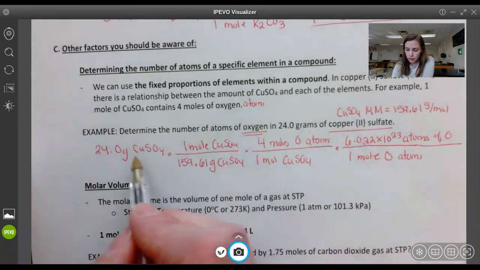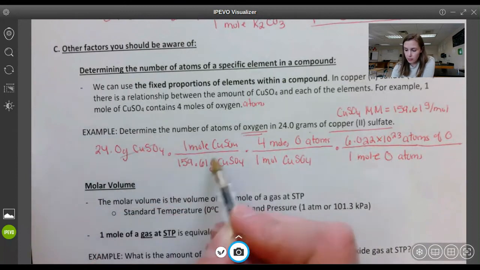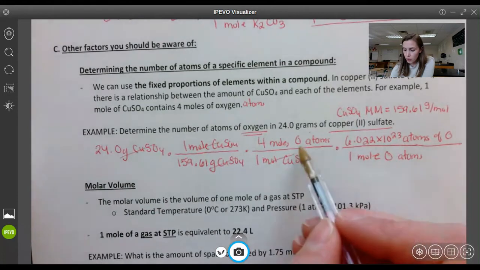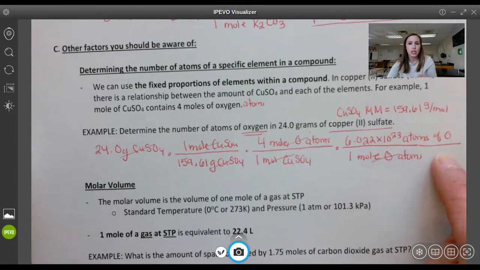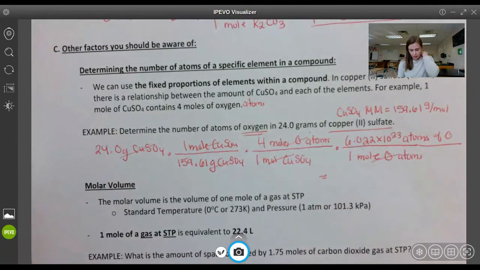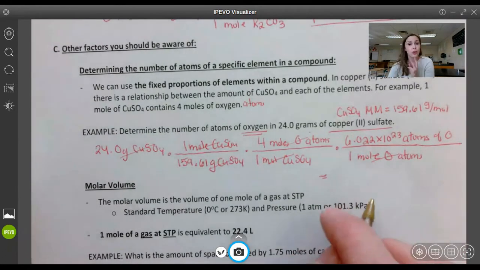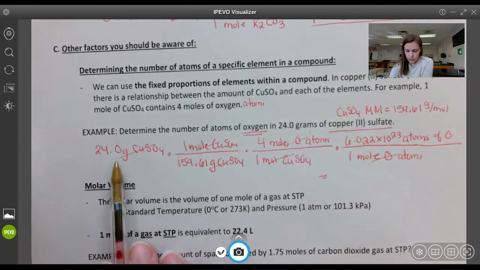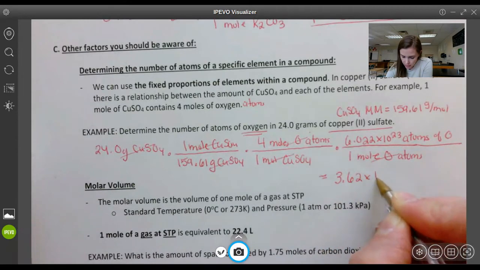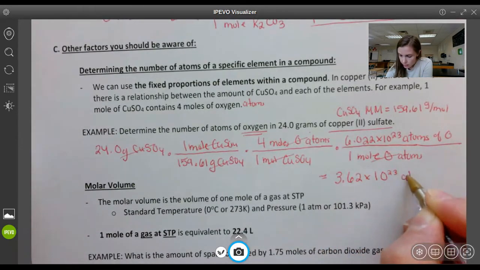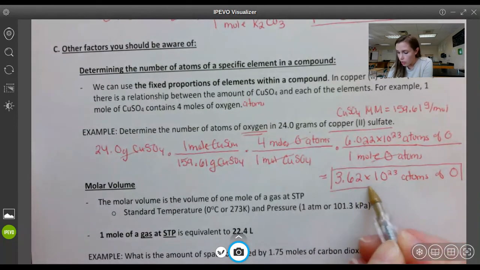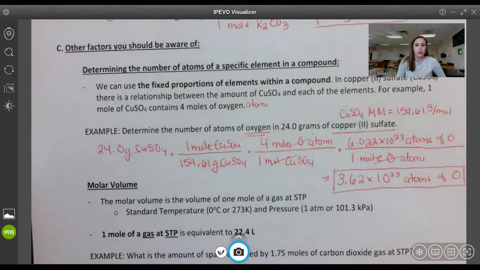And I can see here, if you need to check your units, grams of our copper 2 sulfate will cross out, moles of copper 2 sulfate, moles of oxygen atoms, so I'm left with just single atoms of oxygen. So being very careful as you multiply across the top and divide by the bottom, and also rounding to 3 sig figs based on my 24.0, you're going to get 3.62 times 10 to the 23rd atoms of oxygen that are within that 24 grams of the copper 2 sulfate.